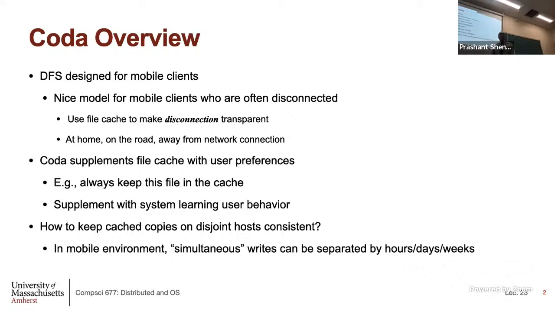This is actually not a new file system. It was designed in the late 80s or 90s, so it's almost 40 years old. But it was an interesting one, and it differed significantly from NFS in its goals. In particular, Coda was a research file system. It was developed at Carnegie Mellon University, and it was designed largely for mobile devices.